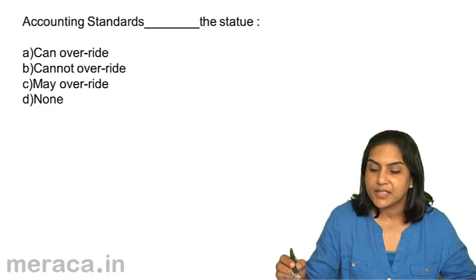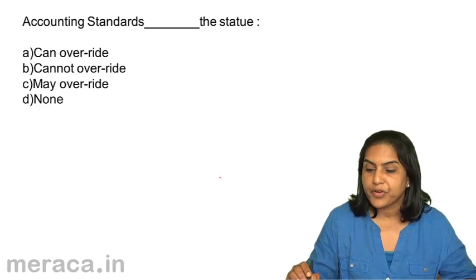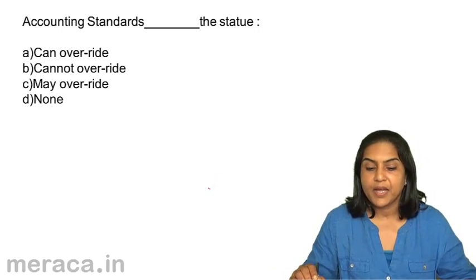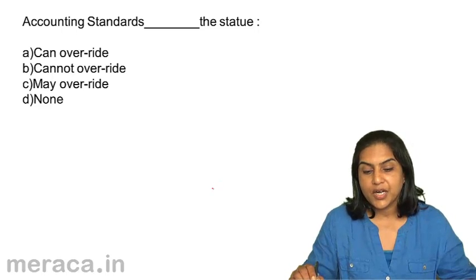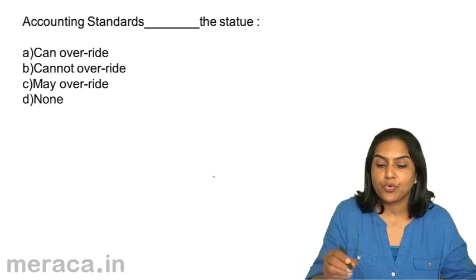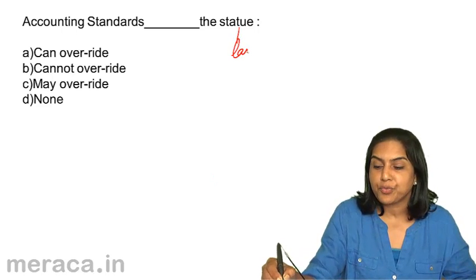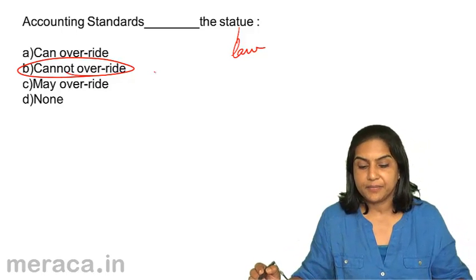Accounting standards dash the statute. A. Can override the statute. B. Accounting standards cannot override the statute. C. Accounting standards may override the statute. And D. None of these. Accounting standards cannot override the statute. Statute would mean the law of the land.